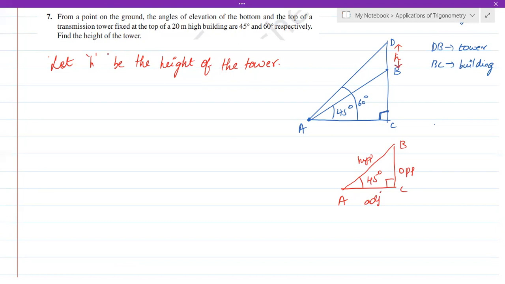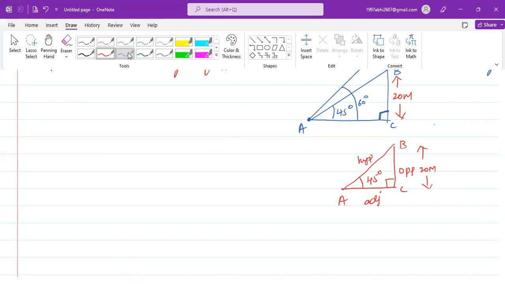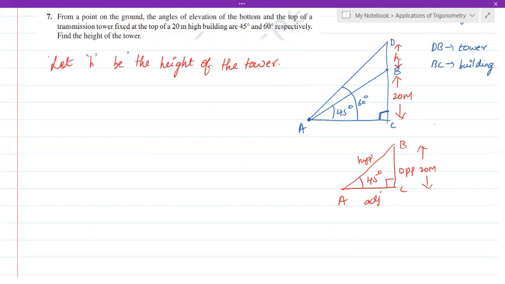And they have given the height of the building, right? 20-meter high building. So BC value is given. So this is 20 meter. That is, BC value is 20 meter. This is one right angle triangle. We have also got another right angle triangle. That is ADC, the bigger one. Let's take it in green color.